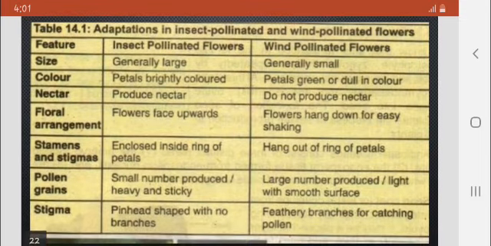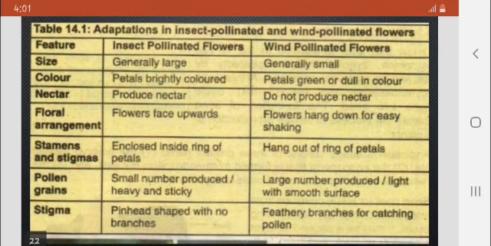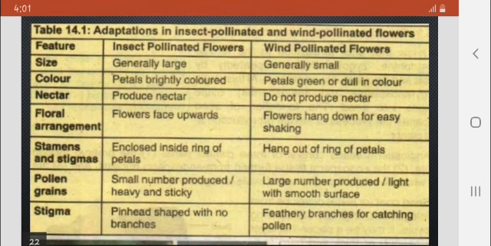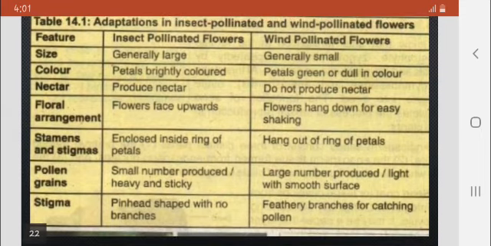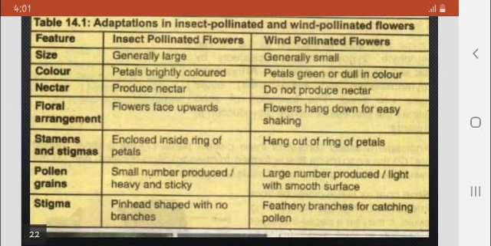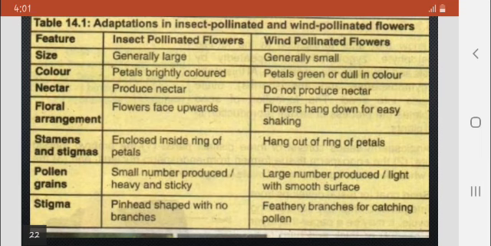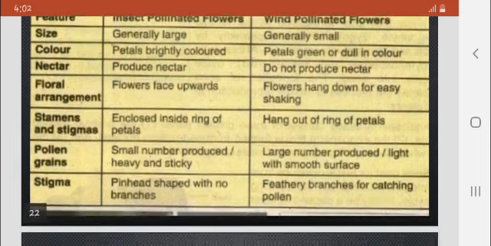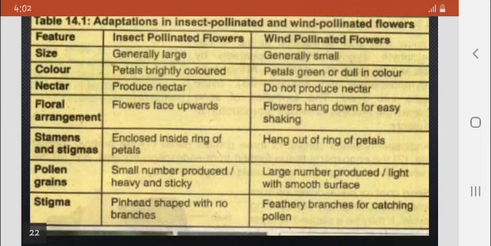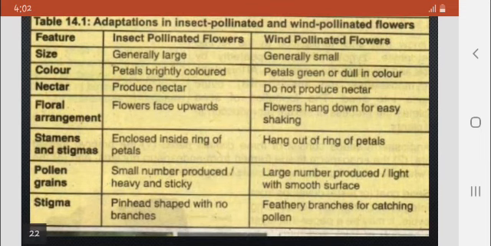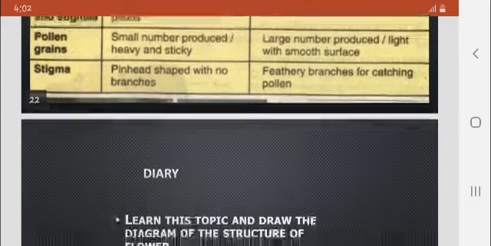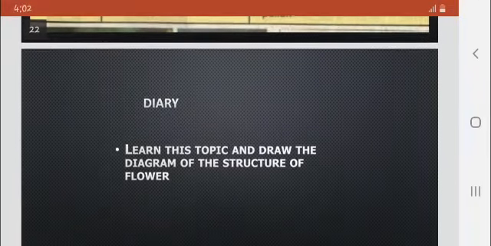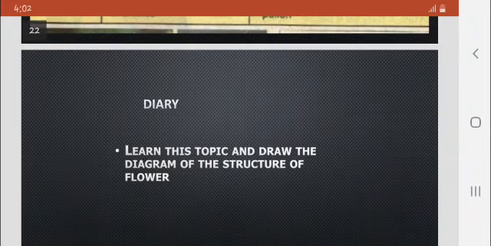In insect-pollinated flowers, the stamens and stigma are enclosed inside the ring of petals. The stamens and stigma of wind-pollinated flowers hang out of the ring of petals. Pollen grains of insect-pollinated flowers are small in number, heavy and sticky, and wind-pollinated flowers have pollen grains large in number, light, with a smooth surface. The stigma of an insect-pollinated flower is pinhead, while the stigma of a wind-pollinated flower has feathery branches for catching pollen.